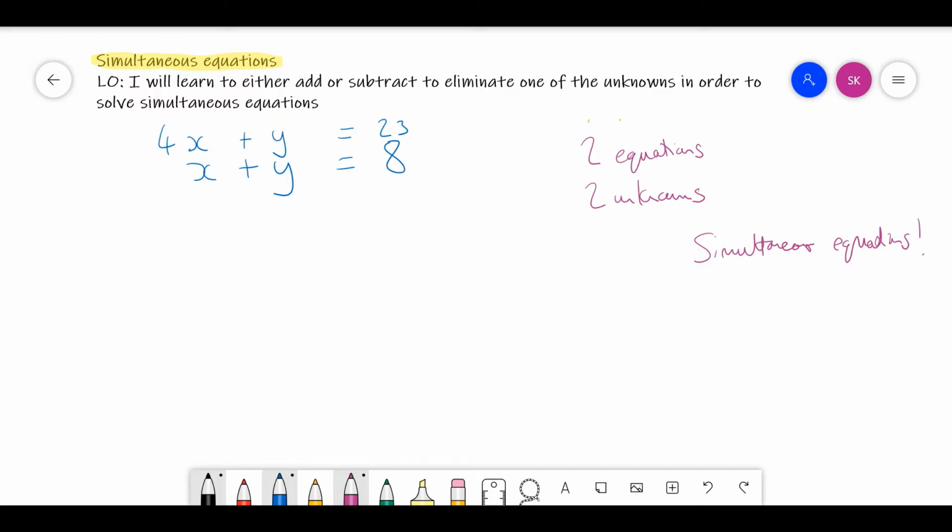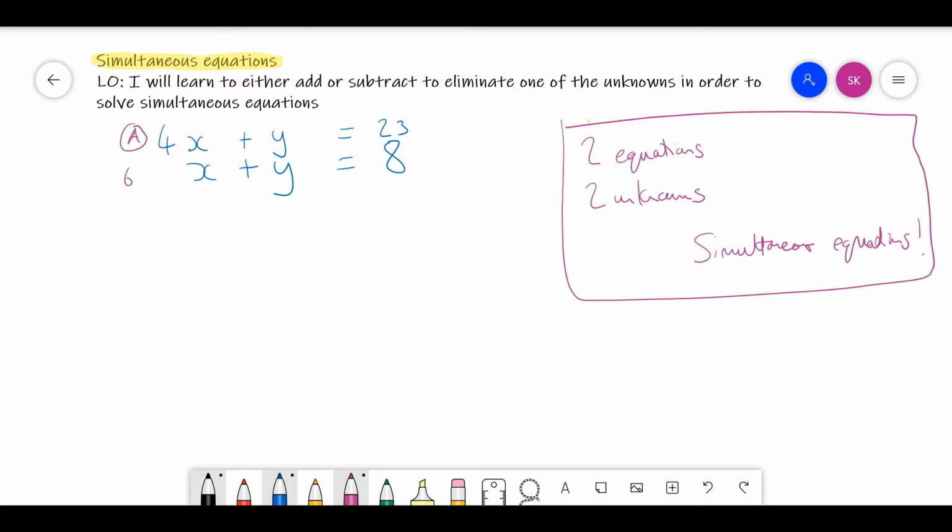So what I'm going to show you now is the strategy that the 2 equations, 2 unknowns chant requires you to do. So you label the first equation A and the second equation B, and you draw a line underneath them.